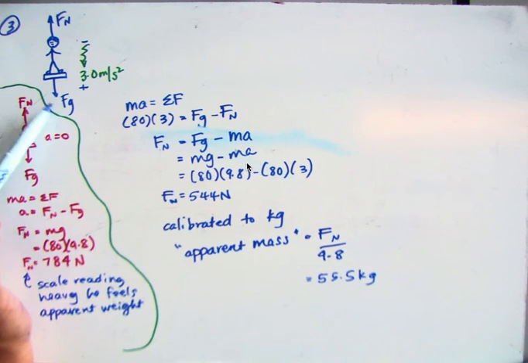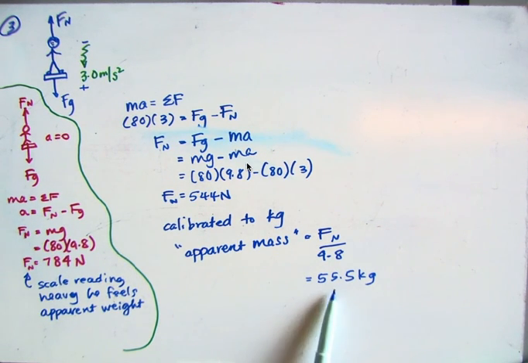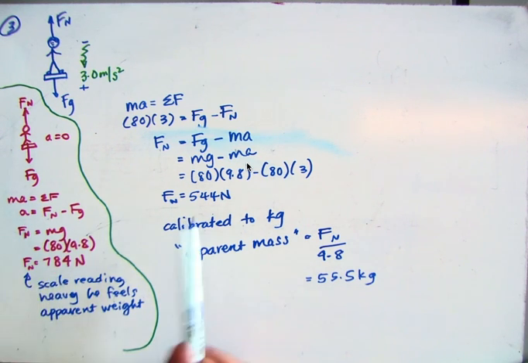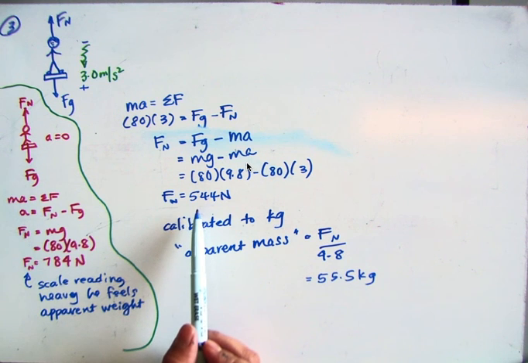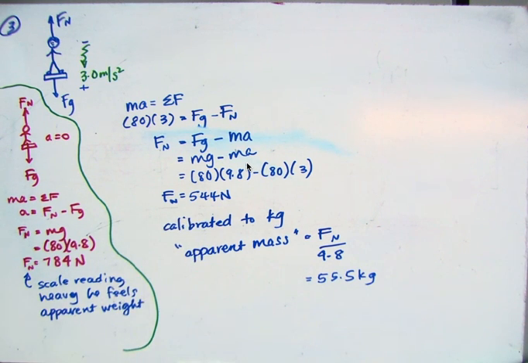Your force of gravity is still mg. But because how heavy you feel depends entirely on the normal force, that means the normal force is smaller than the force of gravity. The force of gravity is 784. The normal force is 544. So the ground is only pushing up on you with a force of 544. That's how heavy you feel in this problem.